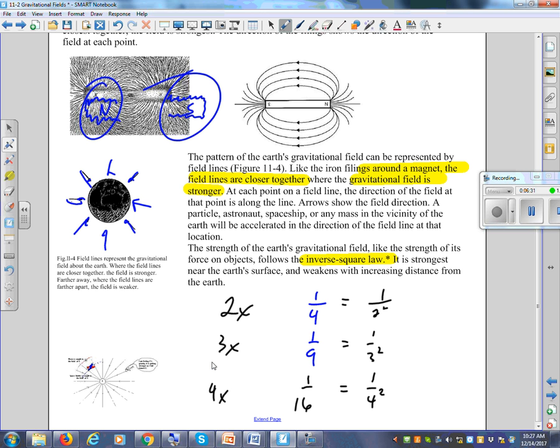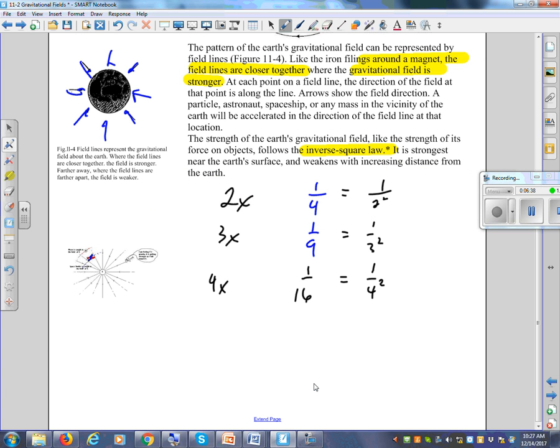Okay, challenge question. Tough question. What if it's not an integer number? What if it's not 2, 3, or 4? What if it's something like 1.5 times the distance? How do you do that? Well, you go 1 over 1.5 squared. And what is 1 over 1.5 squared? What's 1.5 squared? 2.25. So could we just write that as 1 over 2.25? Can we just write it like that?